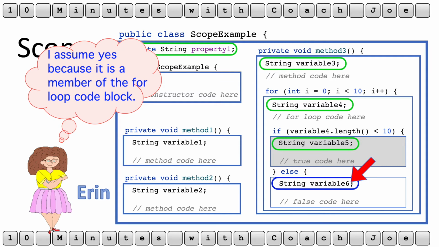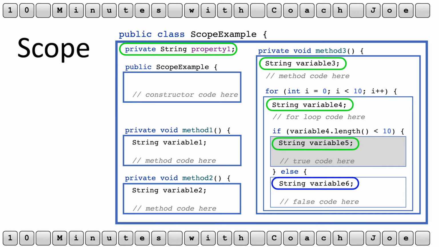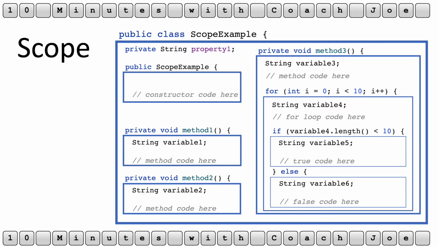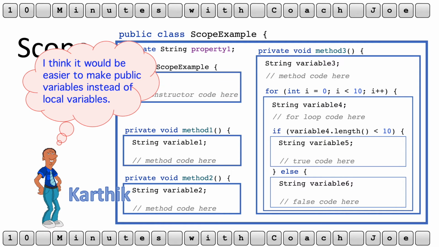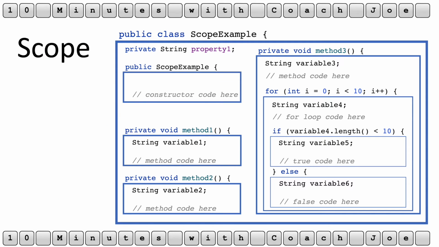It is true the else code block is a member of the for loop code block. However, it is a sibling code block of the true condition and therefore not accessible. Creating variables that are accessible to a large scope of the project could be dangerous and should be avoided.